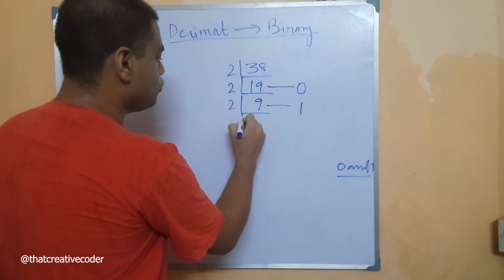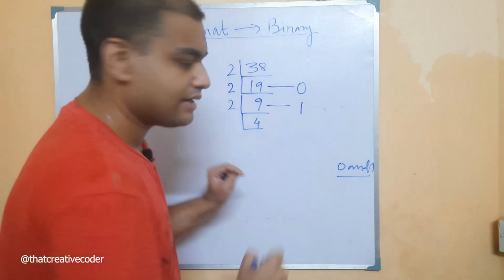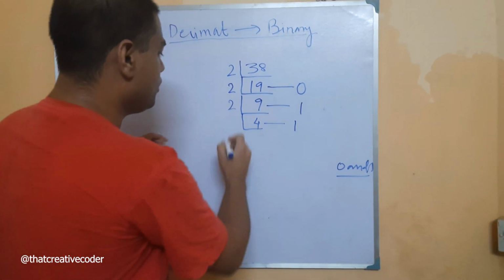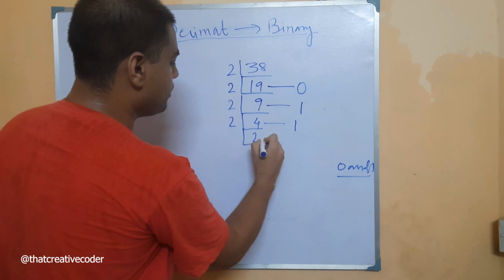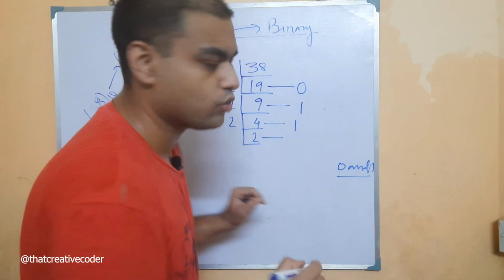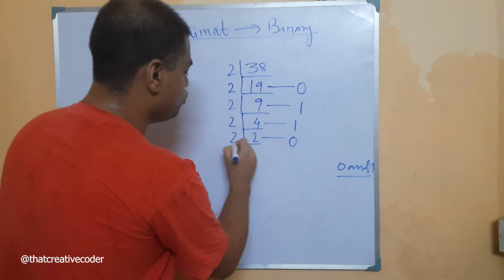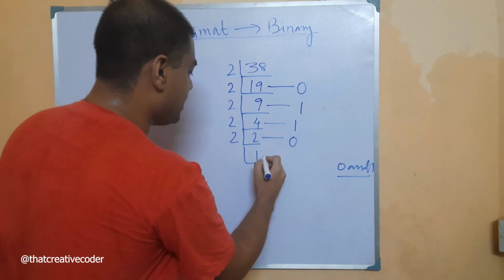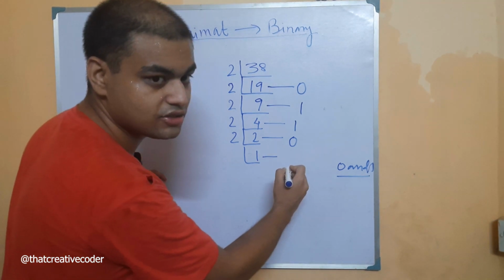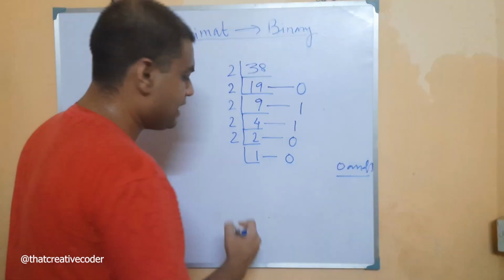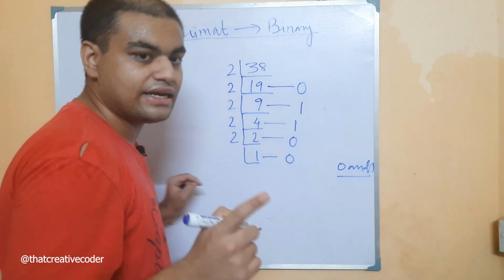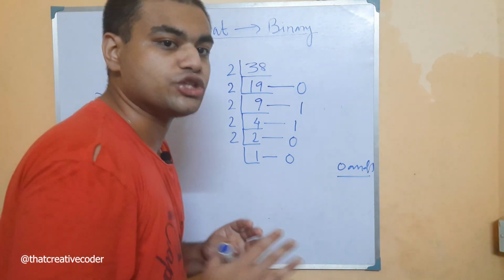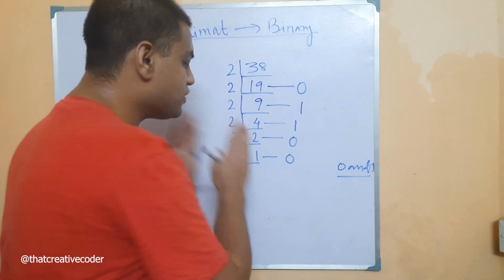Then 2 fours are 8, and the remainder is 1. 2 twos are 4, remainder is 0. 2 ones are 2, and the remainder here is 0, and we are left with 1. So as I said, we will perform successive divisions until we get a 1 as the quotient. So here we got 1, so we will stop here.